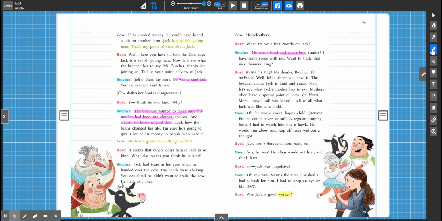Okay, so grab your other colored highlighter. I'm going to use green this time. And the mom says that he was a sweet, happy child, but could never sit still. And that he would often act first and think later. Okay. And the mom says she had to keep an eye on him, like he's kind of crazy, right? Okay, let's keep going and see what else Mother thinks.